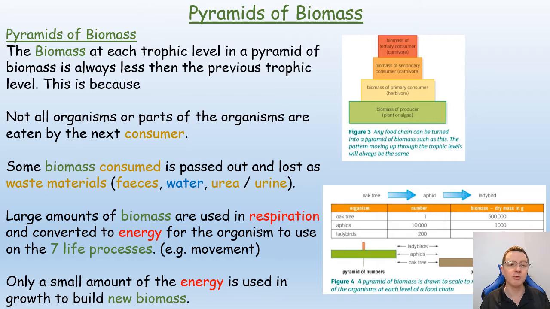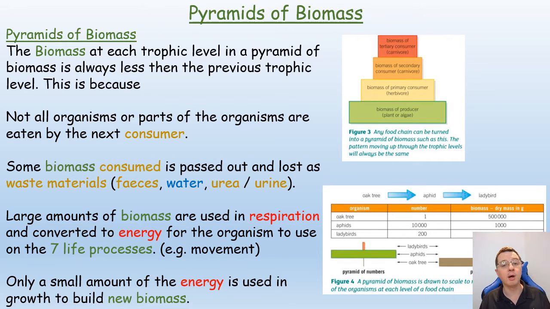So the biomass, as we've said, of each trophic level is always less than the previous trophic level. And this is because not all organisms or parts of the organism are eaten by the next consumer. Some biomass that is consumed by the next consumer on the trophic level is passed out and lost as waste material, feces or water, urea and urine.